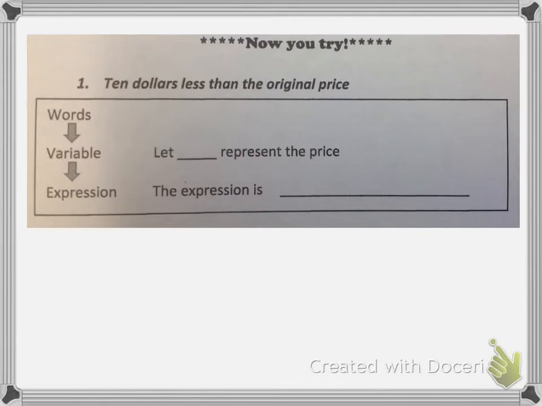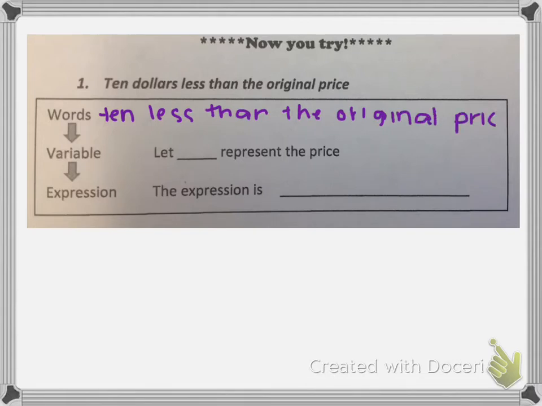Let's try this next one. $10 less than the original price. Well, we need to rewrite this using the most important words only. So we can say 10 less than the original price. That's not how you spell that at all. Original price. Okay, so 10 less than the original price.